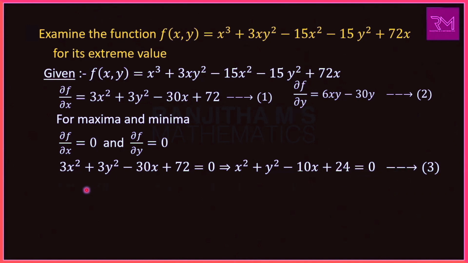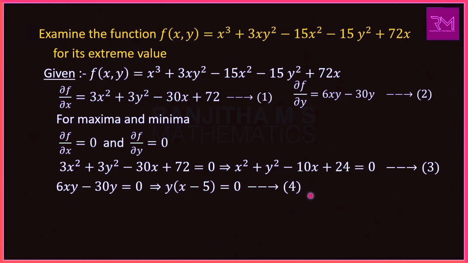In the similar way, equation 2 becomes 6xy minus 30y equal to 0. If we take 6 as common, with the remaining being xy minus 5y, and take y as common, we get y into x minus 5 equal to 0. Call this equation number 4.